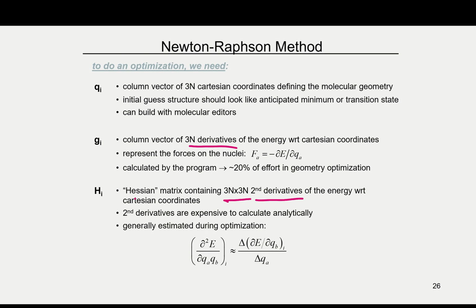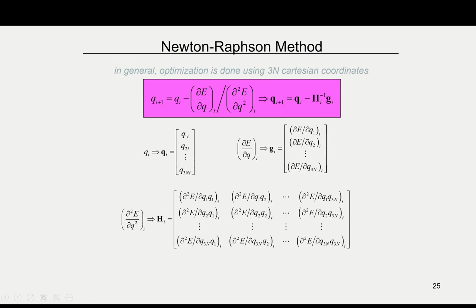HI is the 3n by 3n matrix of second derivatives of the energy with respect to Cartesian coordinates. Second derivatives are expensive to calculate, so they are generally estimated during the optimization. The second derivative, delta square E divided by delta Q A delta Q B, is almost equal to the difference in delta E by delta Q B divided by delta Q A. This is how you can see it, if you go back.